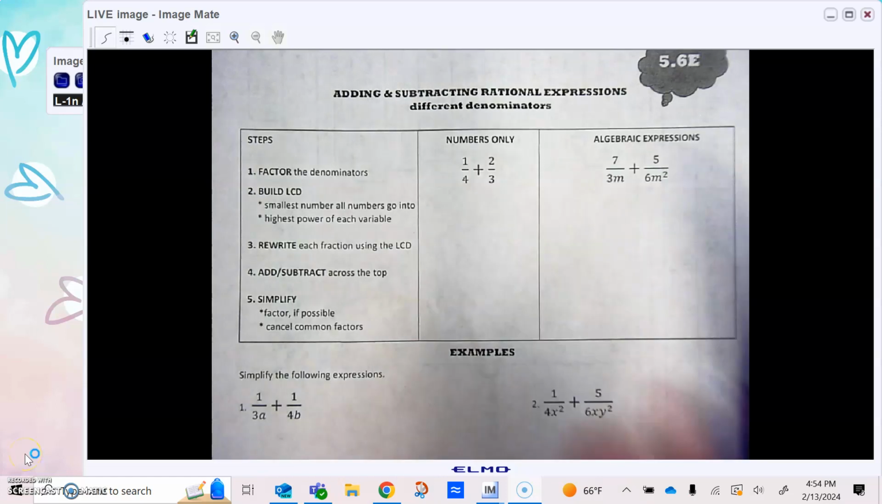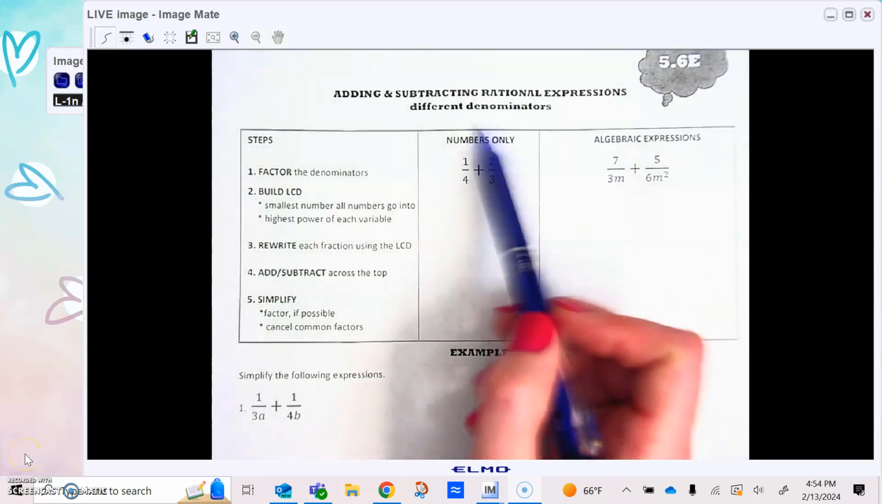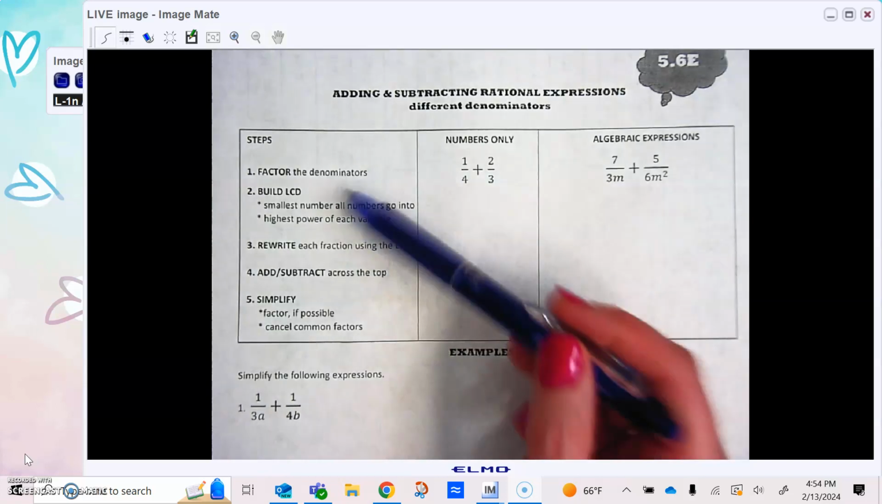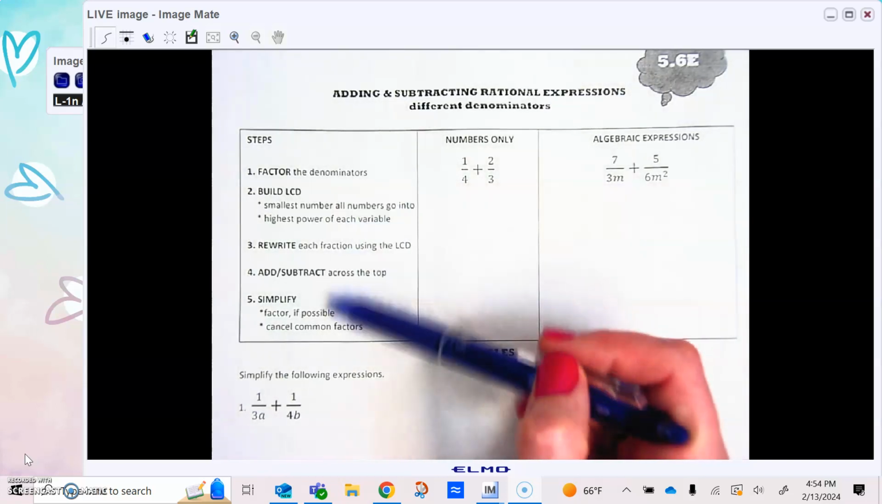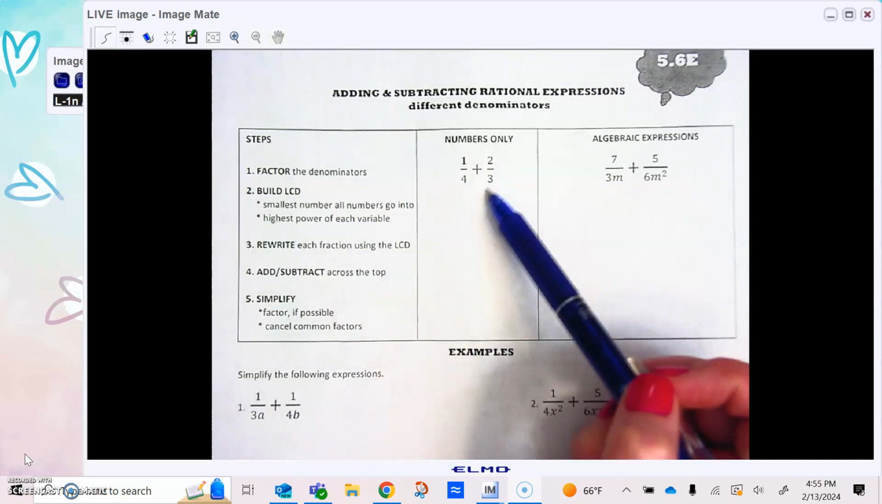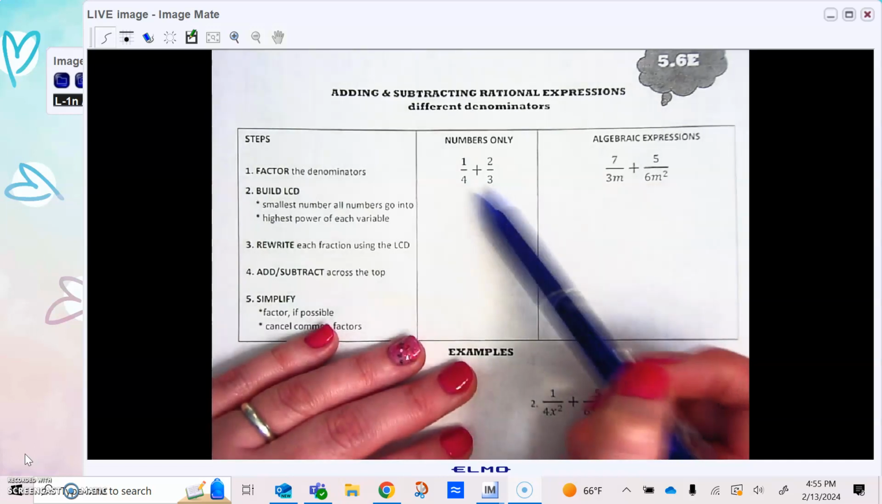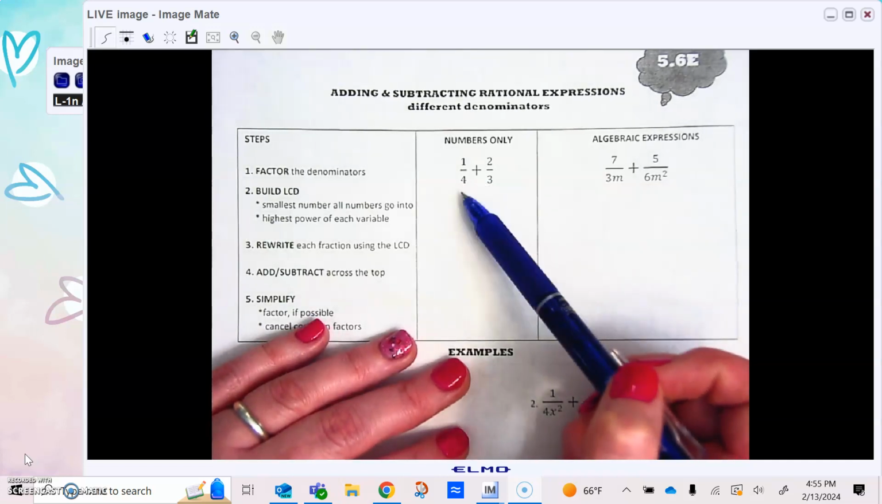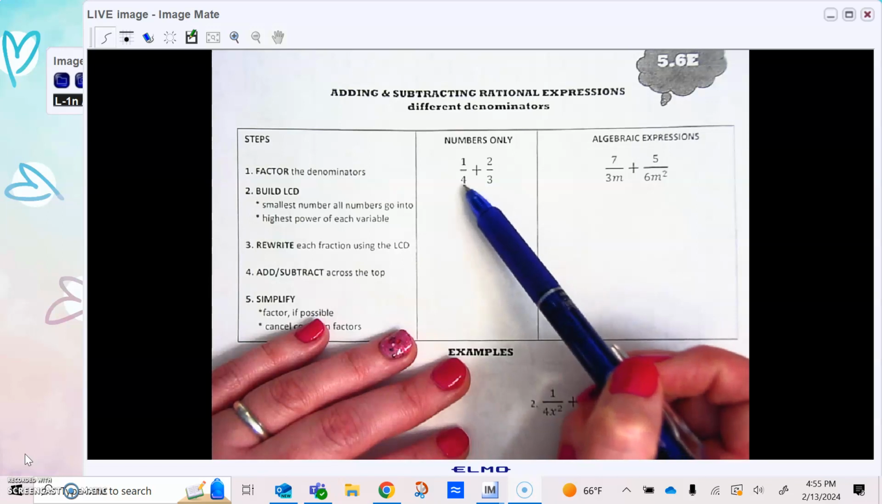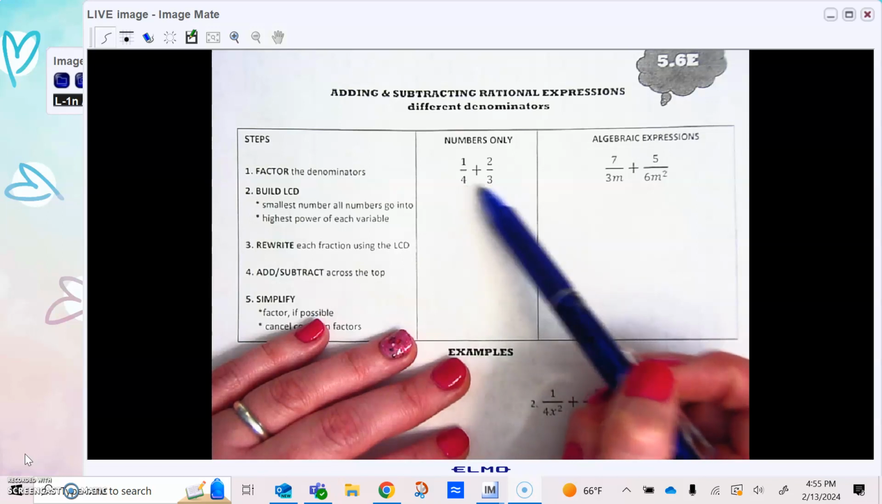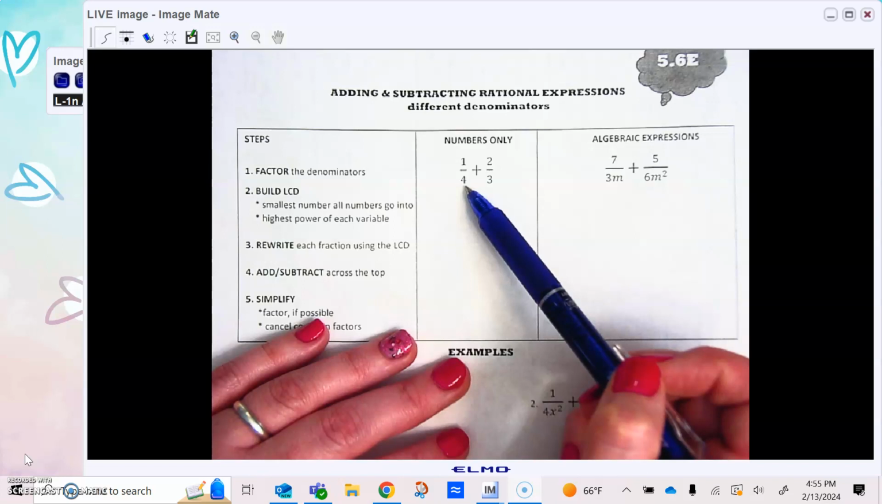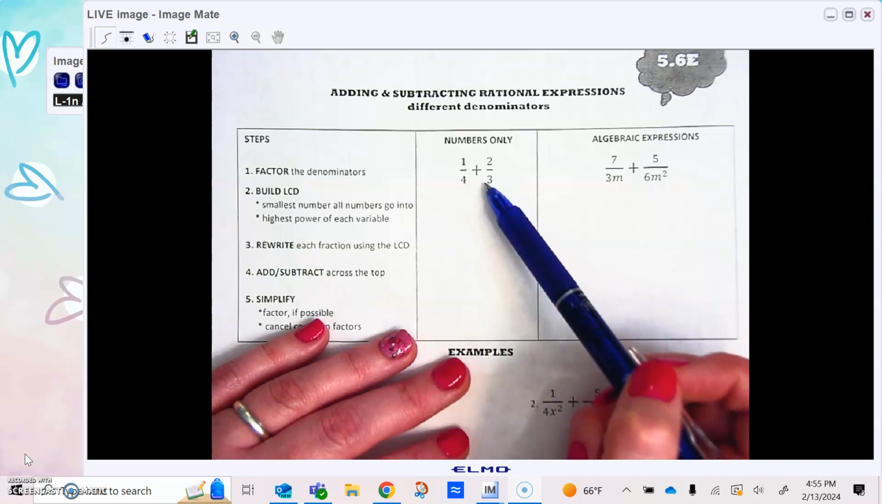All right, here is our adding and subtracting rationals with different denominators lesson. The steps that I'm going to talk about are all explained over here. This first example is with numbers only, so this is just a quick review of how we add fractions with different numbers. The goal is to get a common denominator. So you want to think about a number that 4 and 3 both go into.